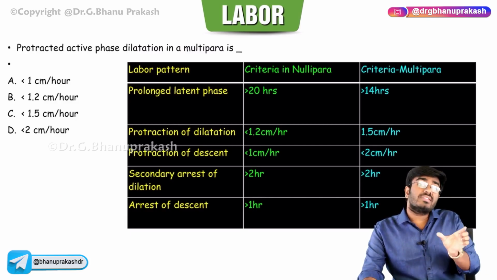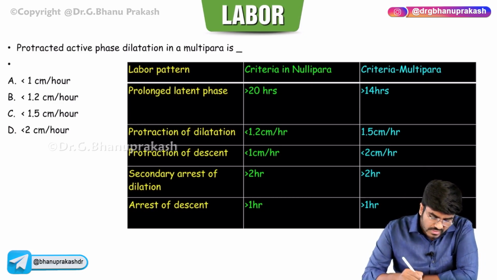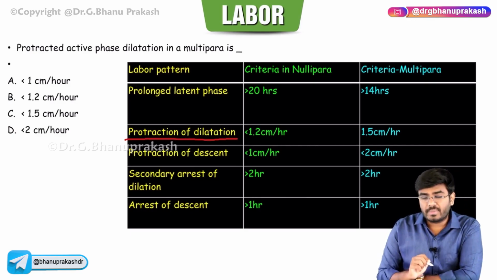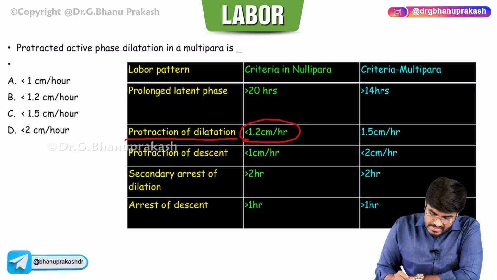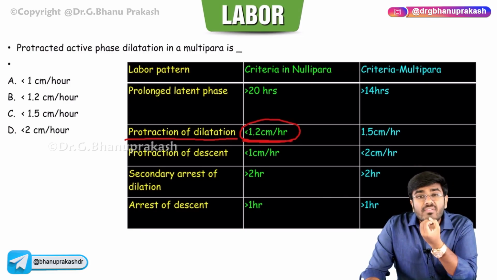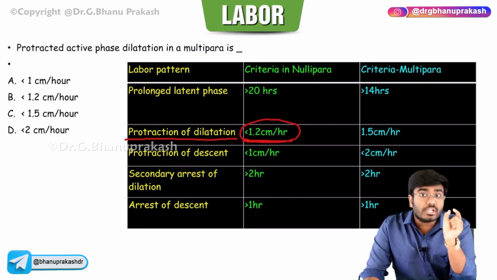Now, protracted active phase of dilation. Now we are talking about abnormalities of the active phase. Latent phase completed. Please concentrate on the table. Protracted active phase of dilation, we are talking about the dilation. See, protraction of dilation in a nullipara female: if the dilation during the active phase is less than 1.2 centimeter per hour, if the cervix is dilating less than 1.2 centimeter per hour, then we are going to call that a protracted dilation in the active phase.